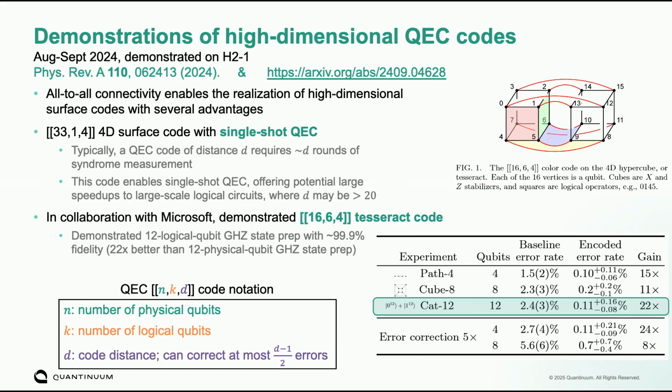The second code I want to talk about on this slide is another collaboration with Microsoft, where we played around with the 16-6-4 tesseract code, which is shown in this plot on the right. And so it's a 4D hypercube code. And we did a number of fun experiments with this. One thing that was kind of a fun little thing for me was that we made a 12 logical qubit GHZ state, and we did it with 99.9% fidelity, which was 22 times better than making a 12 qubit GHZ state with our physical qubits. And so I thought that was a pretty cool result.